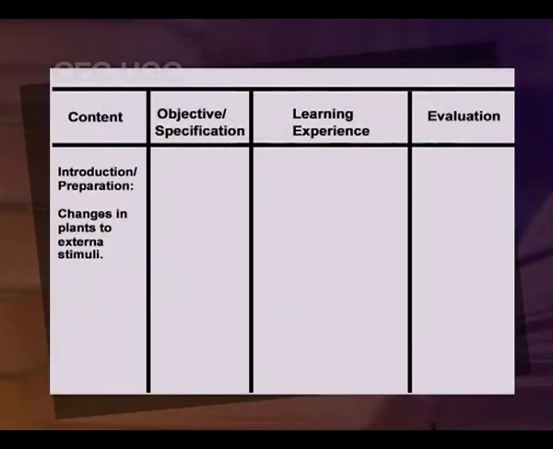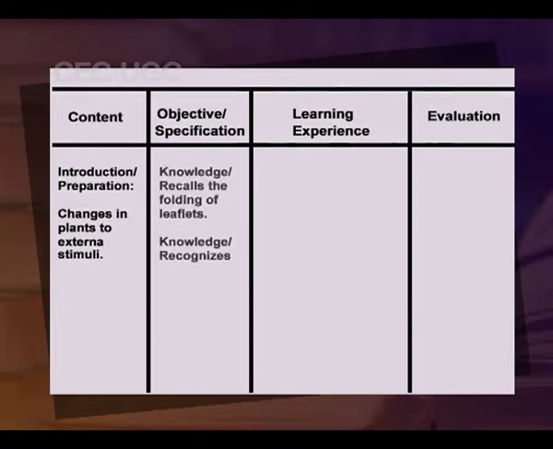In the introduction part, the previous knowledge is written. In the second column, objective and specification are written. Learning experience is always written in detail. At the end of each column, what is to be written in the board is also specified. The questions to be asked are listed in the fourth column. See a sample. Here, under preparation, I have written changes in plants to external stimuli.